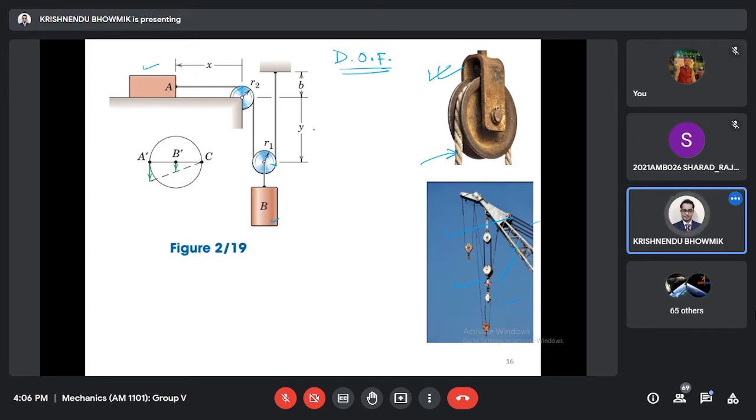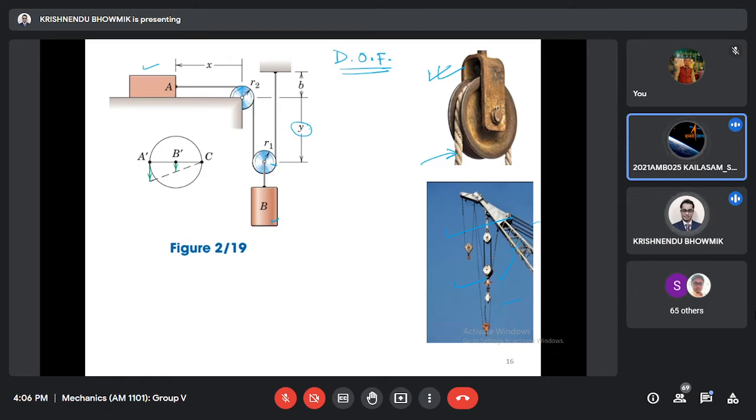In this problem, if I fix this y value, say y equal to 20 centimeters, how many configurations might you have? Only one. Sir, block A can move right or left. No, how, if y is fixed? If y is fixed, there is only one possible configuration. Understood? Even if you fix the x value, then y will be fixed also. So the degrees of freedom is one. Only one position is enough to specify the problem correctly.